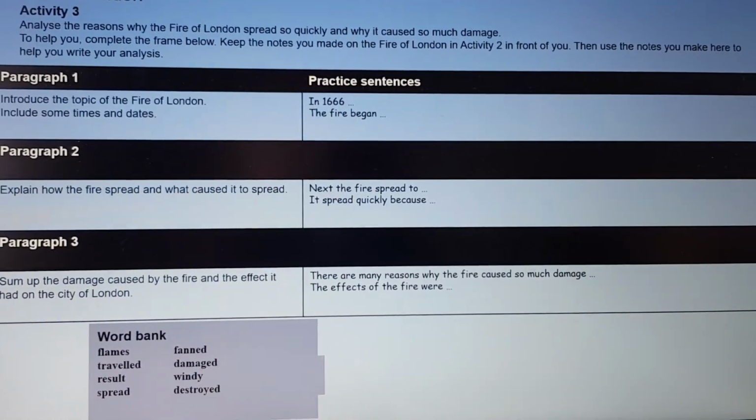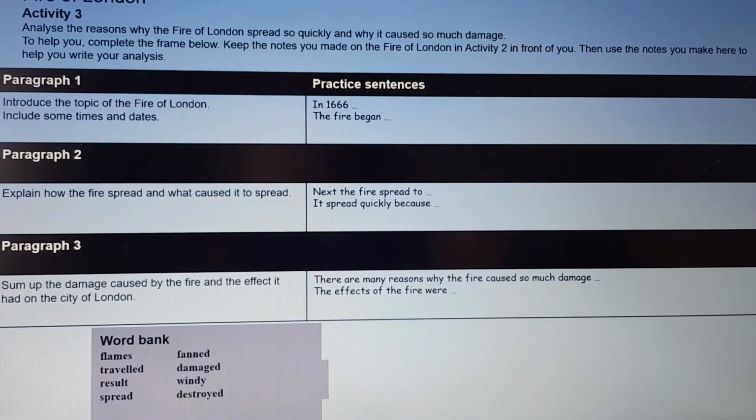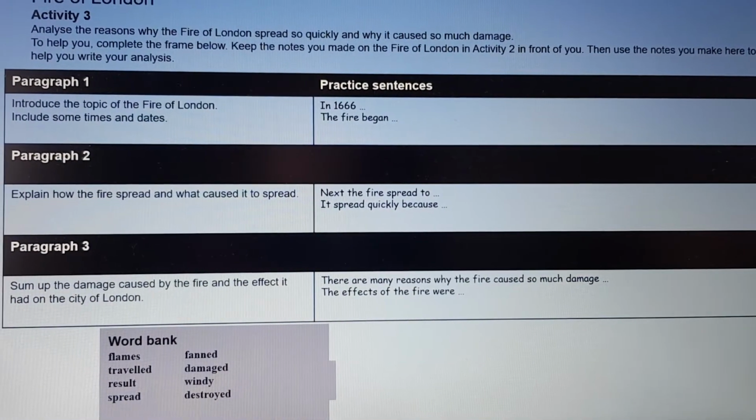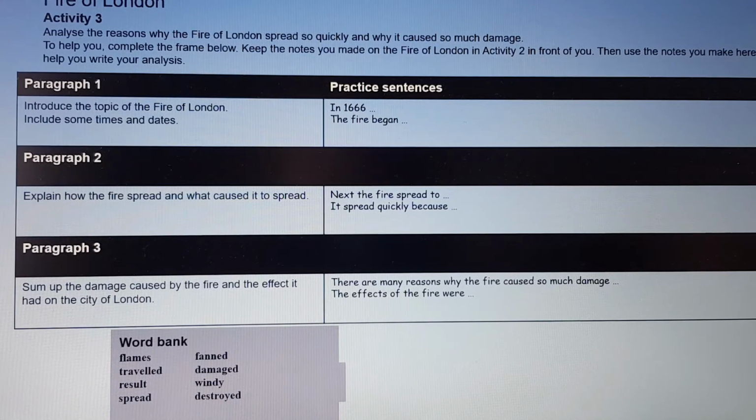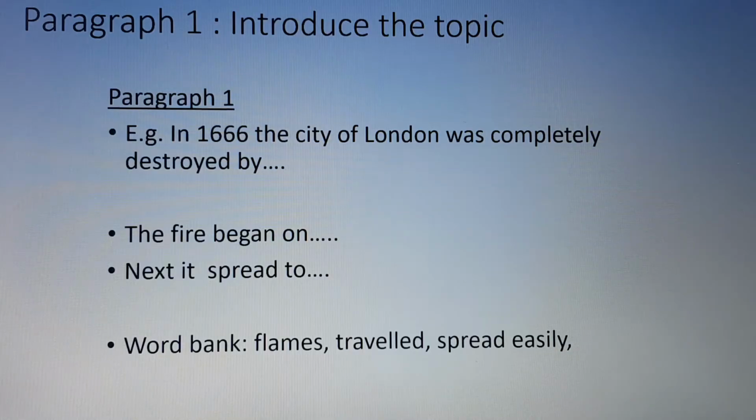So if we just remind ourselves what we're putting into each paragraph. The first paragraph is going to be an introduction to the topic of the Fire of London, including times and dates. Paragraph 2 is going to be about the spread of the fire, explaining how it spread and what caused it to spread. And then paragraph 3 is going to be summing up the damage caused by the fire and the effect that it had on the city.